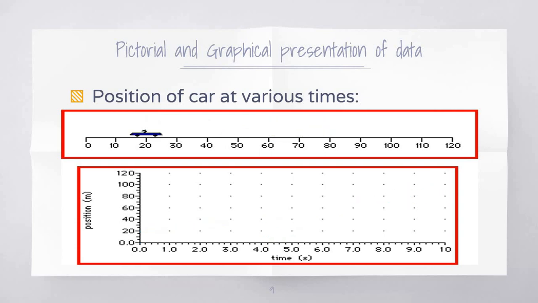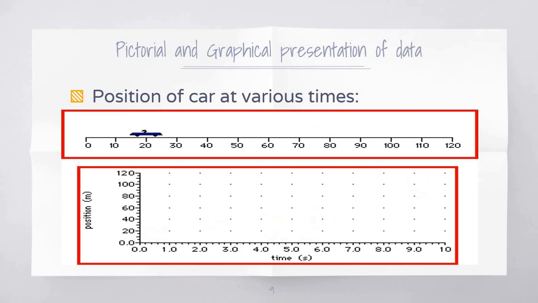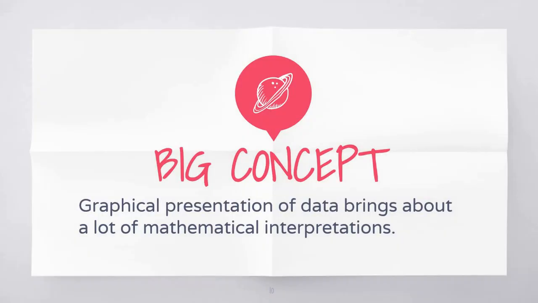Are they correlated with each other? So these are the uses of graphs. All right. So the big idea behind this is that we need to strengthen our knowledge of graphical presentation of data, because it brings about a lot of mathematical interpretations, and that's how most physicists use graphs to interpret what happened in a specific problem.